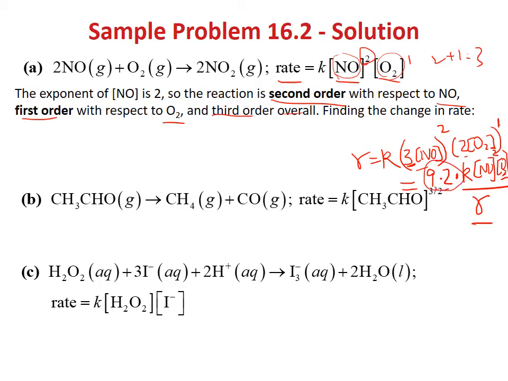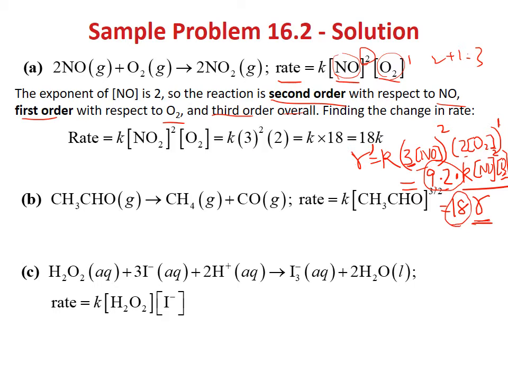And 2 times 9 is 18. So if we write the final rate as R prime, R prime becomes 18 times the initial reaction rate. So the rate increased by a factor of 18.